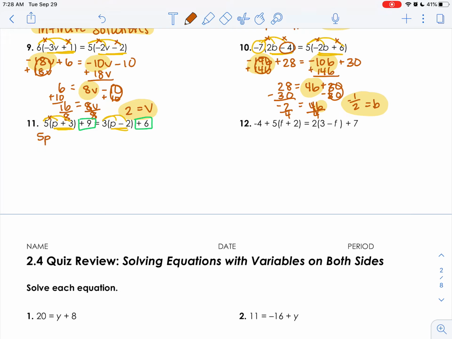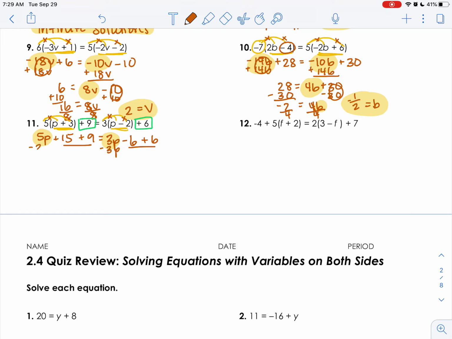So 5 times p is 5p, and then 5 times 3 is a positive 15. And then I drop down this plus 9 equals 3 times p is 3p, 3 times negative 2 is negative 6, plus 6. I see that I have 5p over here and 3p over here, but I can also simplify these terms. So I'm going to kind of do that at the same time.